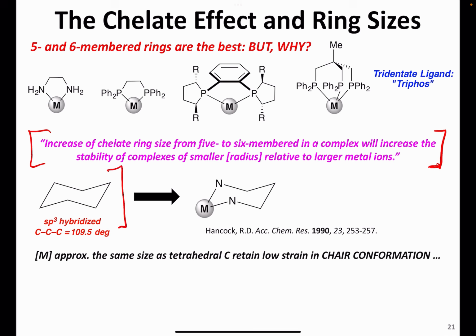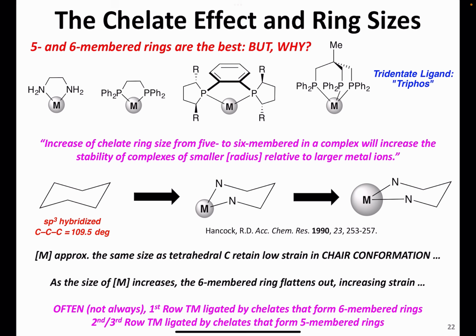Well, remember your chair conformation in a cyclohexyl ring. It's almost entirely unstrained. The CCC angles are 109.5 degrees. You have no strain. Well, if the metal can mimic a carbon center, be approximately the same size as a tetrahedral carbon, you'll maintain that low strain in the chair conformation. However, as the size of the metal increases, if the metal gets bigger and bigger, your chair starts to flatten out. If your chair starts to flatten out, you get an increase in the amount of strain, unfavorable interactions in the backbone of the 6-membered ring.